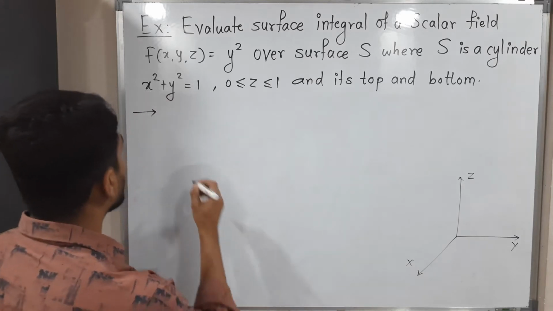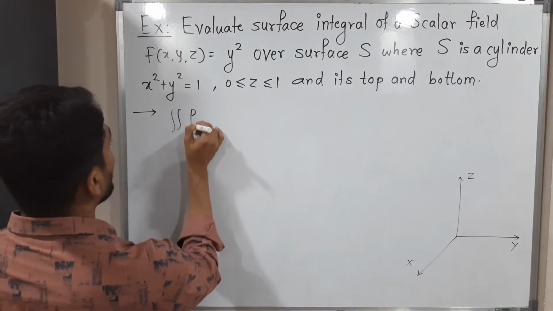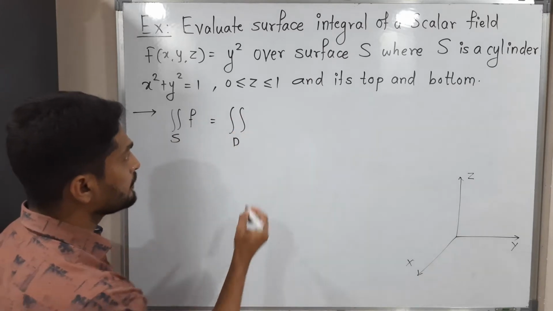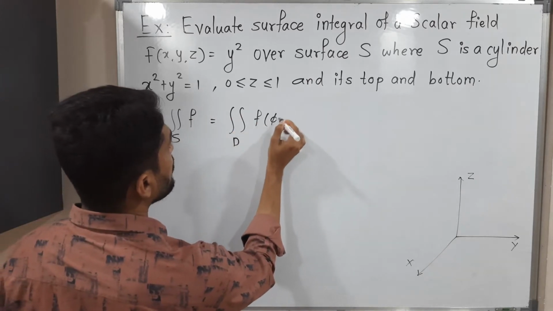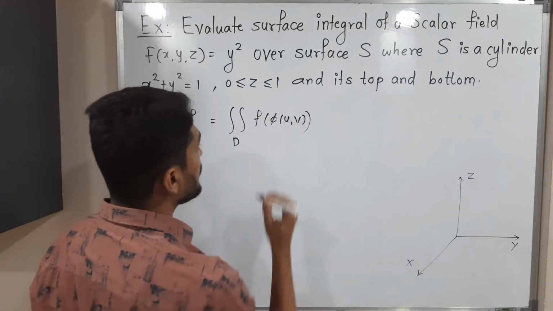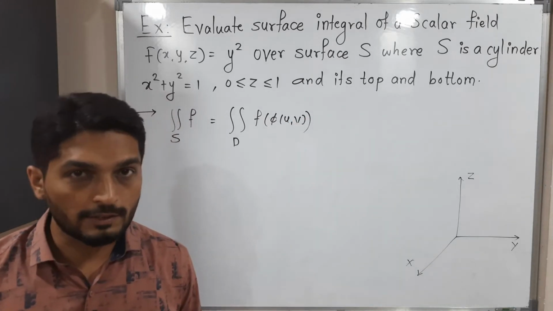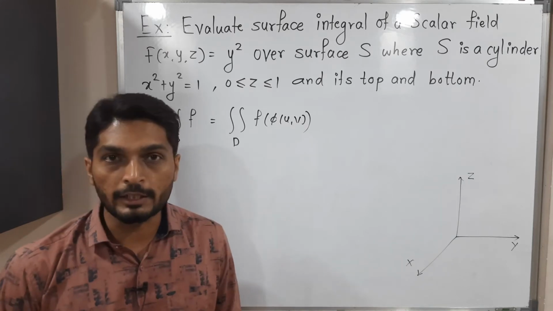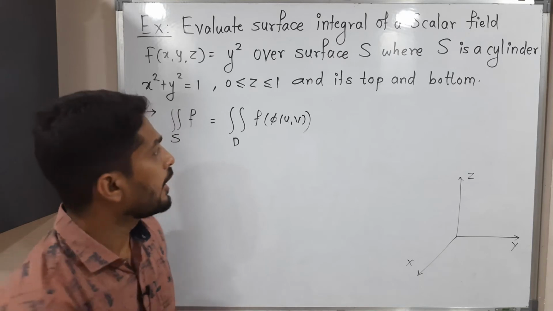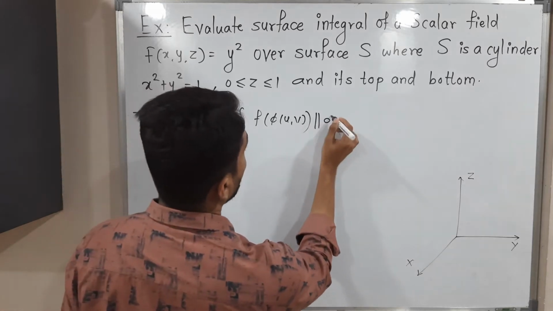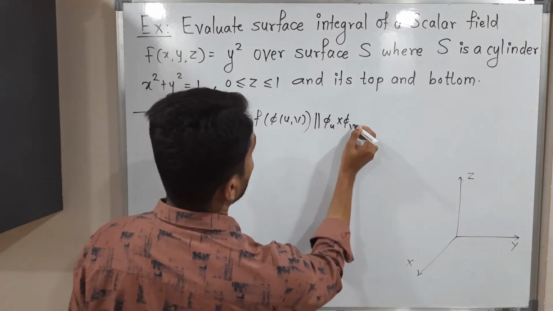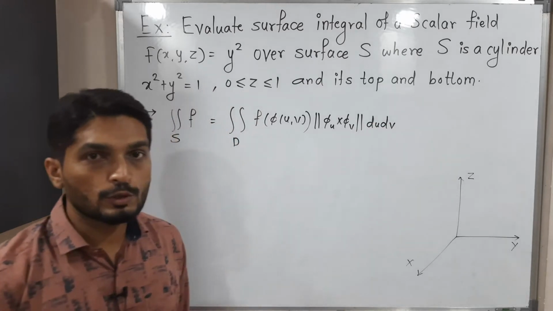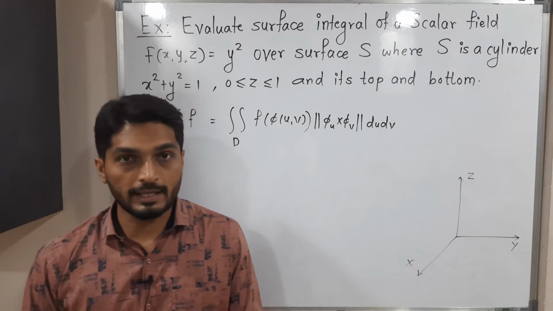It is defined as double integration of f over S is equal to double integration over D of f of phi of uv. Here phi is a parameterization of the surface and it is defined on domain D. That's why we solve this double integration over domain D. After that we have norm of phi u cross phi v and then du dv. So this is the definition of the surface integral of a scalar field.